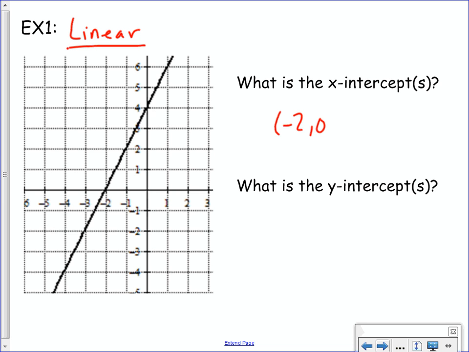Yeah, -2, 0 is right here. The y-intercept is at? Yes, it'd be at 0, 4. It's that easy.